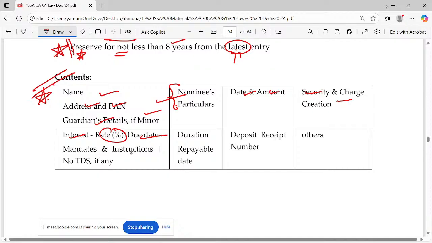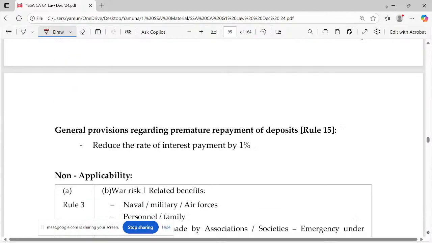interest rate, due dates, what are the other mandates and instructions. No TDS will be deducted if any. You have to give the details and duration, repayable date, and deposit receipt number, and if necessary, all the other details. Probably if you want to give details like the promoter or the director has given the loan, not a deposit, the declaration details, and the others. Okay. Yes, ma'am, that's about deposits.